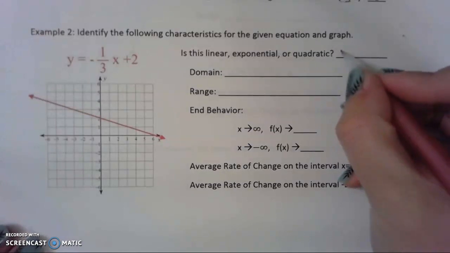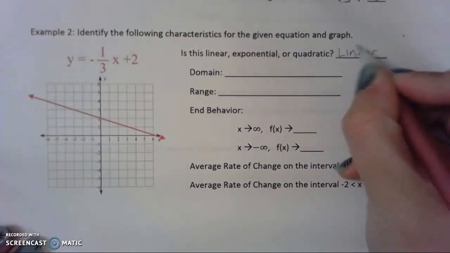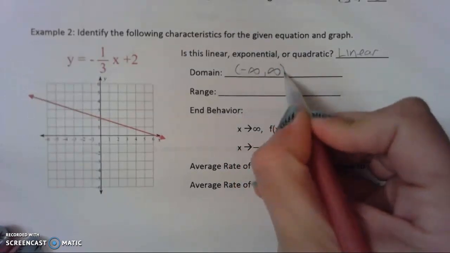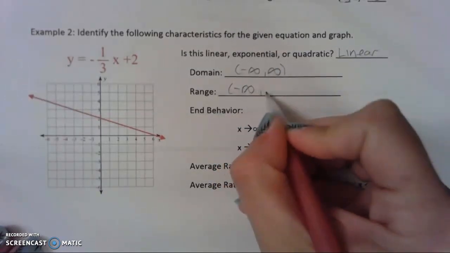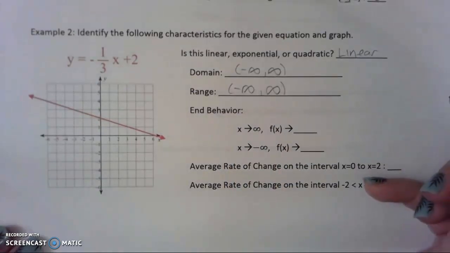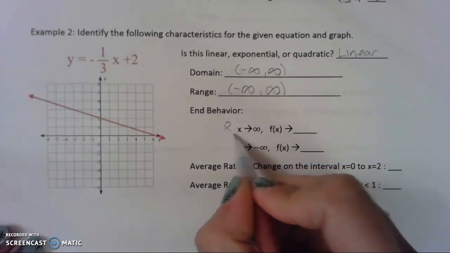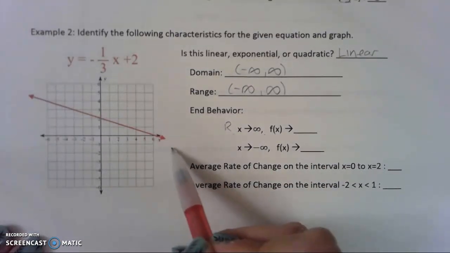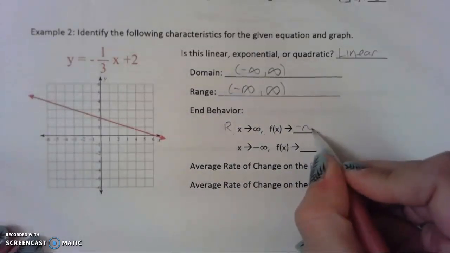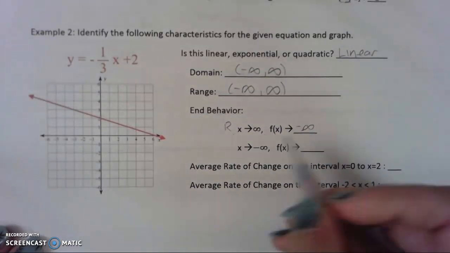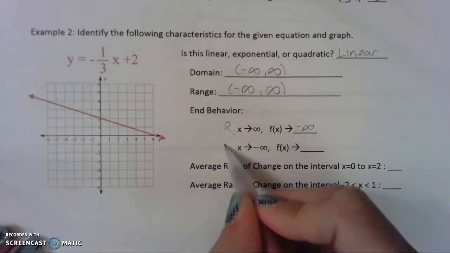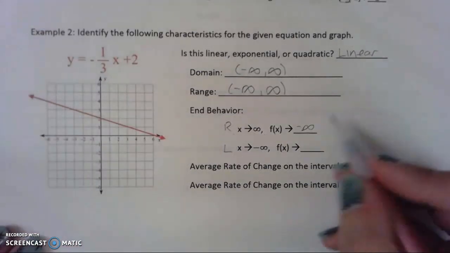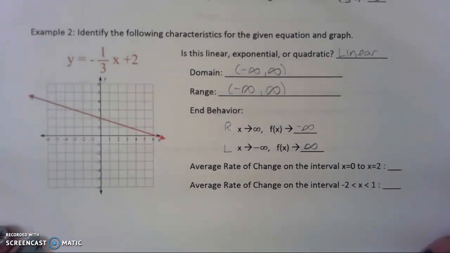Okay, again, this is a linear function because it's a straight line. The domain of this is negative infinity to positive infinity, and the range is also negative infinity to positive infinity. As we look to the right, so as my x's get bigger, my y's are getting smaller and smaller, so they're getting lower and lower, so these ones are approaching negative infinity. As x approaches negative infinity, so as we look to the left of this graph, these y values are getting bigger and bigger, they're going up, so positive infinity.